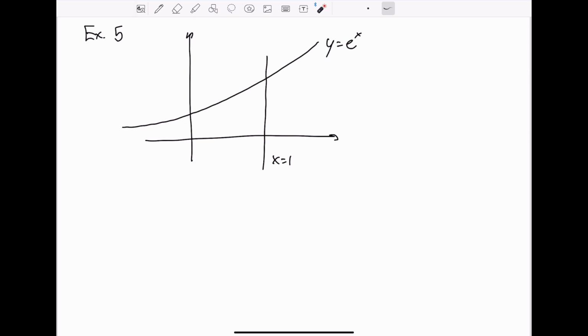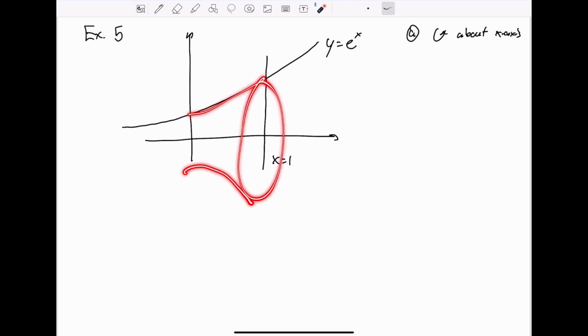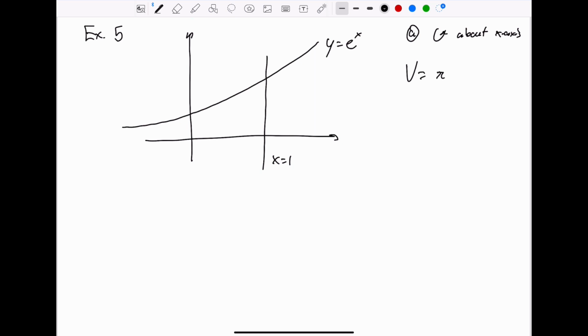First, let's do part A. Let's rotate around the x-axis. When we rotate around the x-axis, notice that we don't have any hollow region here. This is a solid that's being rotated around. It looks like kind of a lamp shape. If we were to imagine rotating this around the x-axis, we would have this lamp-shaped solid, and there's no hollow component. So here, we use the volume formula for just a single radius. Volume equals pi times the integral from a to b of the radius squared dx.